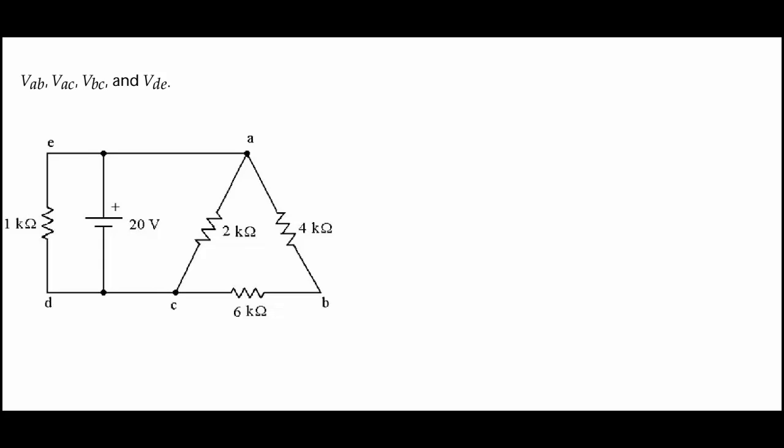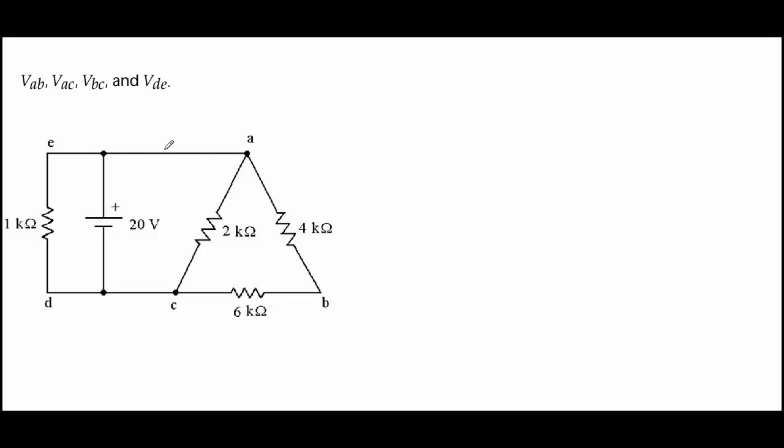So the first problem that we are trying to solve is this one. We have one source and we have this connection of resistors, and we are asked to find the voltage between A and B, the voltage between A and C, the voltage between B and C, and the voltage from D to E. Now this is quite a simple one, and the idea is just to emphasize some of the concepts.